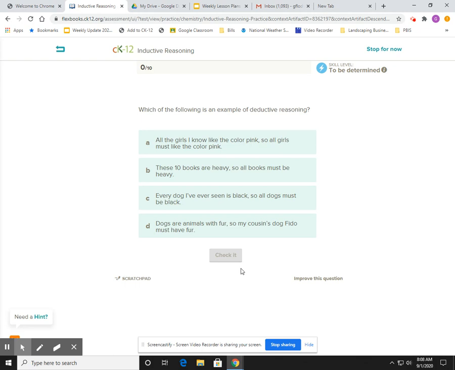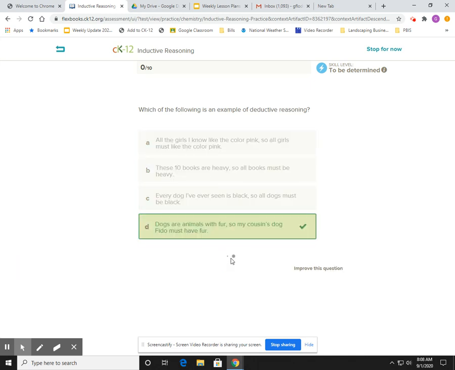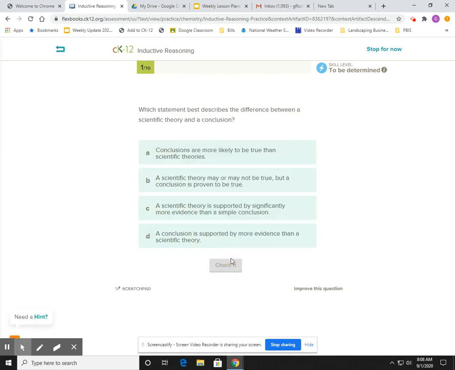All the girls I know like the color pink, so all girls must like pink. Ten books are heavy, so all books must be heavy. Every dog that I've seen is black, so all the dogs must be black. Dogs are animals with fur, so my cousin's dog has fur. Just choose one. You got it, and it's correct. And then you will move to the next question. Once you get 10 correct, it'll ask you if you want to continue practicing, which you may, or you will be finished. And then at the top, there'll be a button that'll say, I believe, turn in.